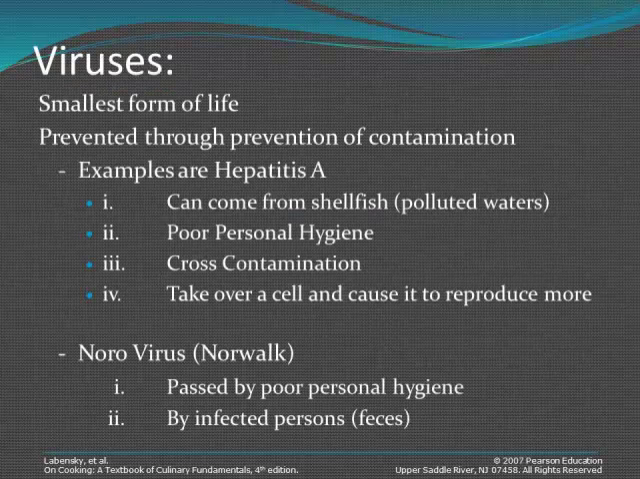Moving on to viruses, they are the smallest form of life, and they are prevented through prevention of contamination. For example, hepatitis A. You can get it from shellfish that live in polluted waters. One of the scariest ones for me is poor personal hygiene, people that don't wash their hands before and or after they go to the restroom. Cross-contamination, which we've mentioned a couple times today.